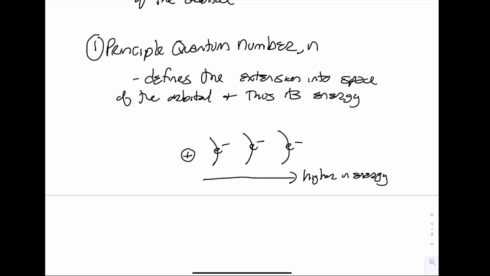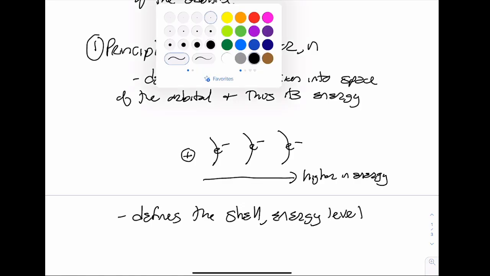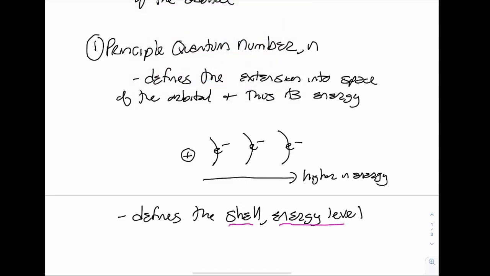Often a principal quantum number, or our value for a principal quantum number, is called a shell. So it defines our shell. Sometimes we'll use the word energy level. So shell, energy level, values for n are all the same thing. So this is my first energy level, my first shell. This is my second energy level, my second shell. My third energy level, my third shell. As your value for n gets bigger, it extends further into space and it's higher in energy.